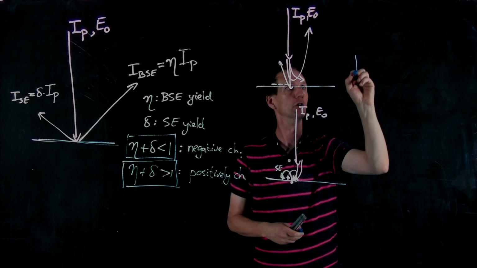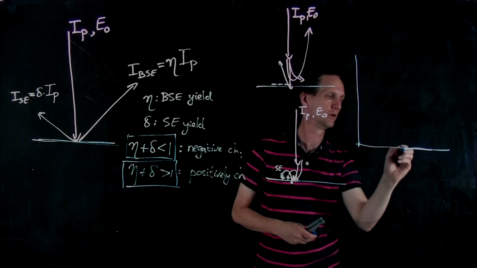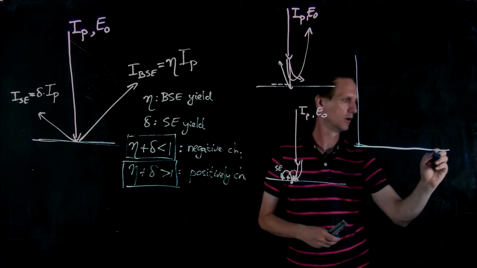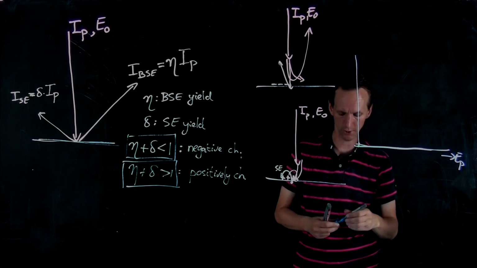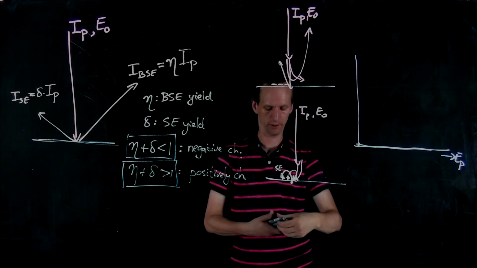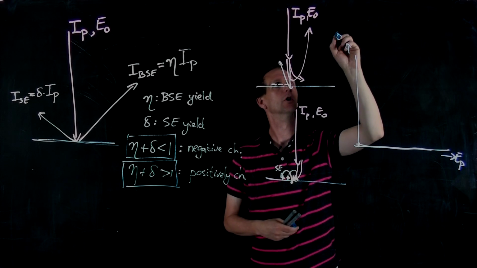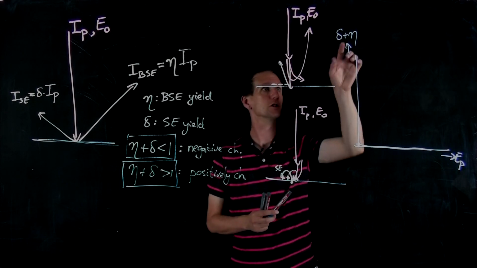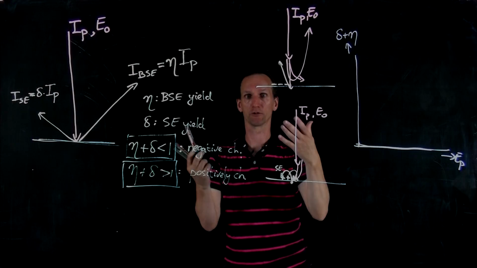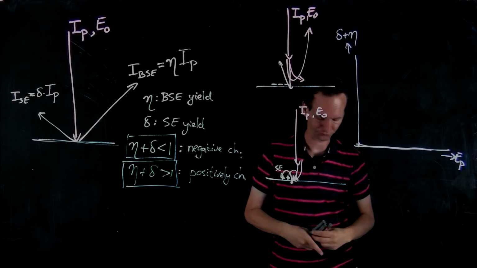So I'm going to draw again a graph. Here we have the horizontal axis on which I will put the primary beam energy, the incoming primary beam energy, and on the vertical axis I put as our variable delta plus eta, so the total electron yield, the sum of the secondary and backscattered electron yields.